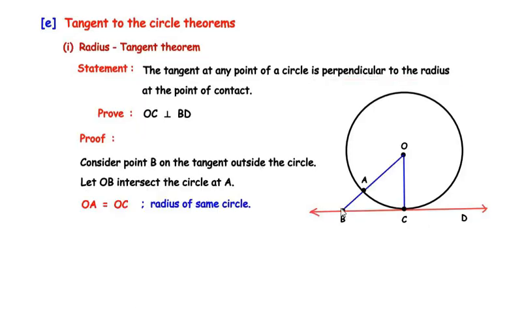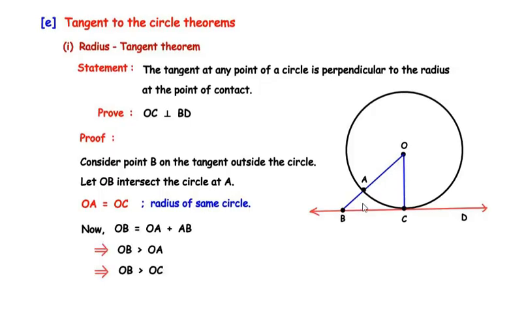So let us consider the point B on the tangent BD and let us draw a line joining the center of the circle with the point B. So we can see that this line cuts the circle at a point called A. So here we have written, consider point B on the tangent outside the circle and let OB intersect the circle at point A. Now OA and OC both are the radius of the same circle. So here we get the length of OA is equal to length of OC.